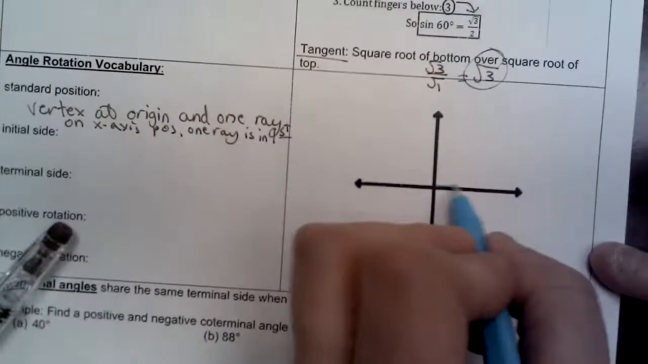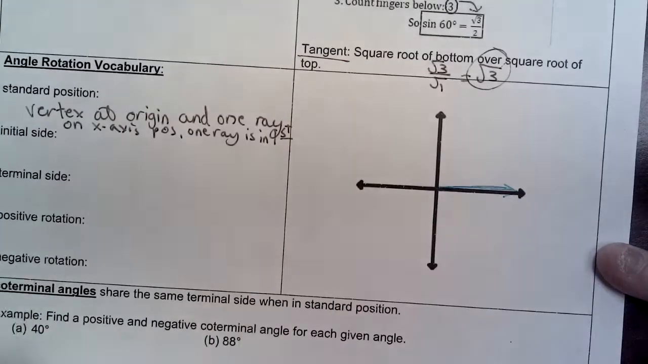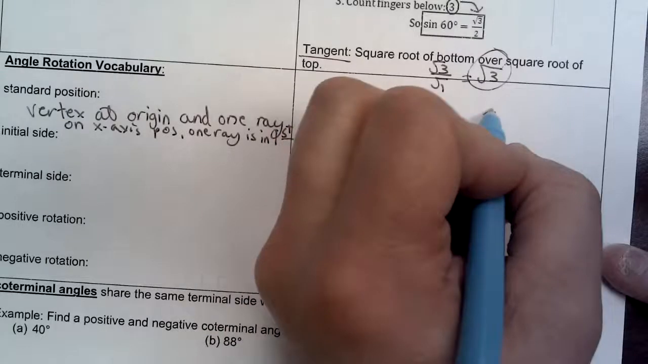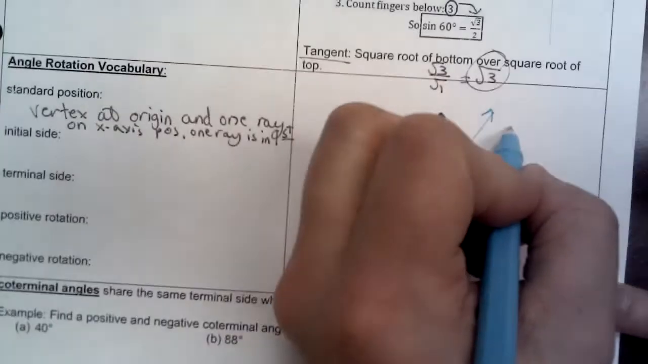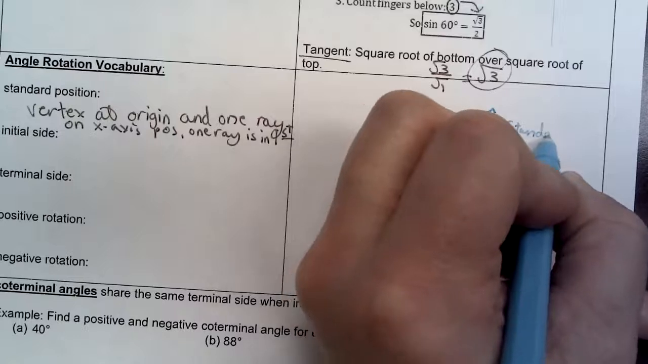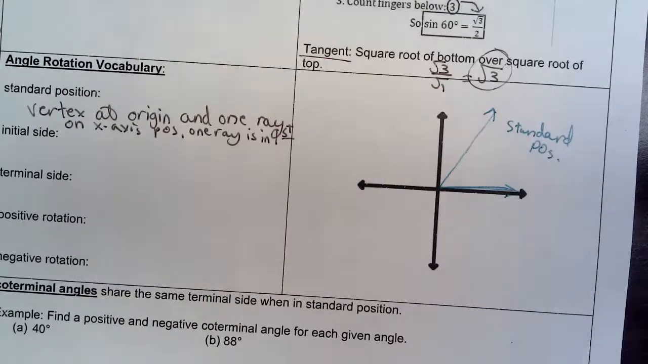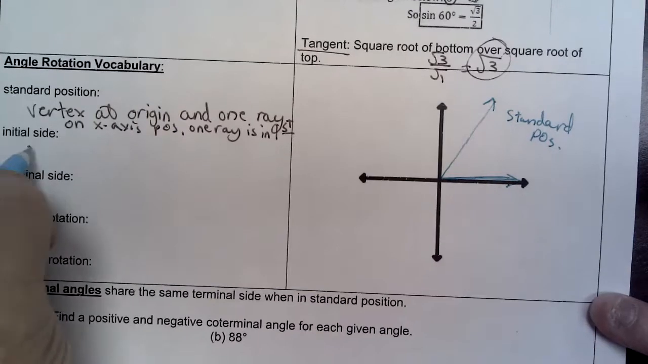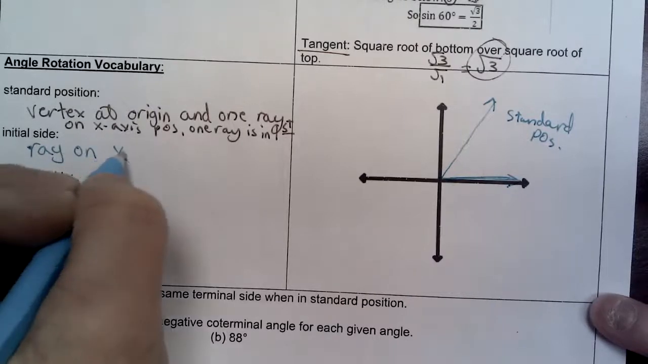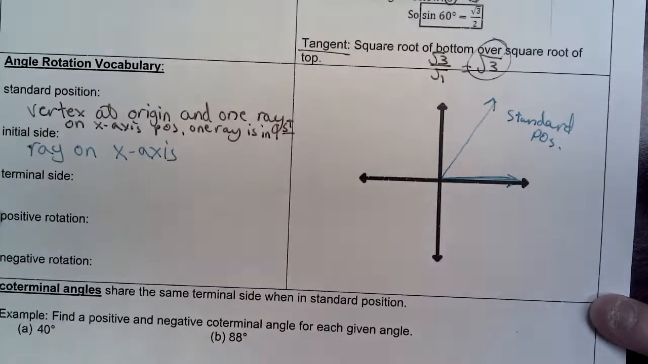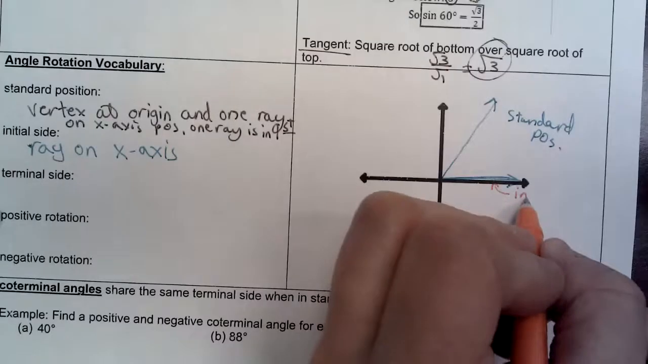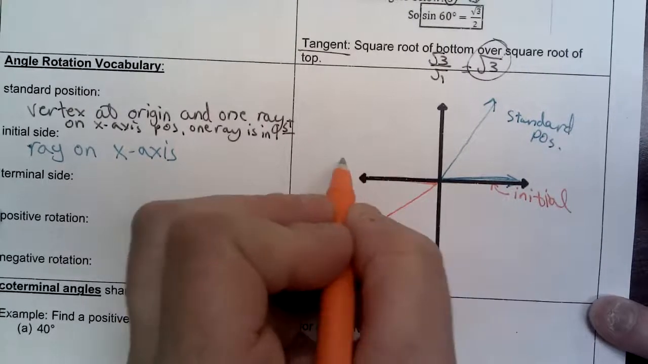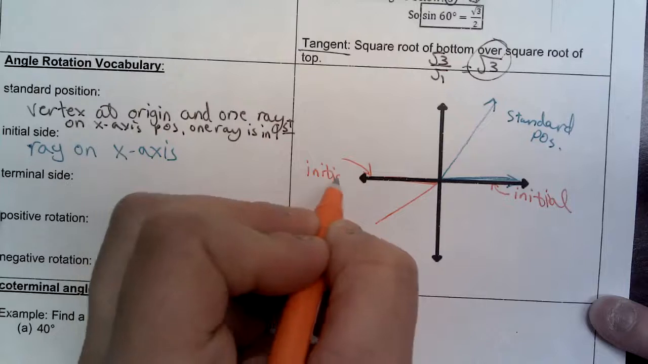All right, so this right here would be my ray that's on my x-axis, and this would be my ending ray. So this would be a standard position angle. Right, so here I have my initial side. Okay, so my initial side is going to be the ray that's on the x-axis. If I had another angle that went like this, okay, this would be my initial side. It's the one that's on the x-axis.